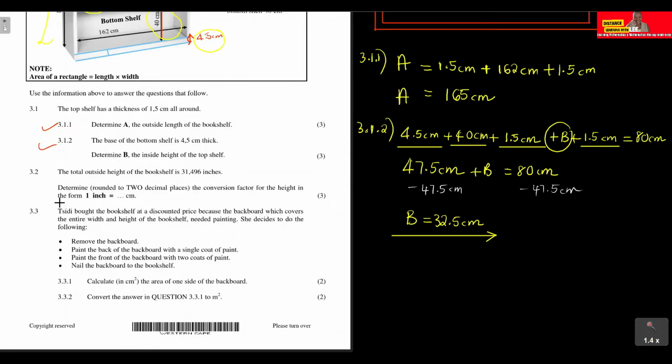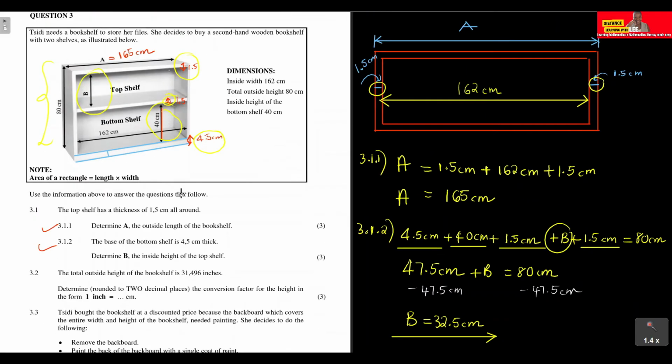Let's have a look at question 3.2. It says the total outside height of the bookshelf is equal to 31.496 inches, so this height in inches is 31.496 inches. Now they say determine, rounded to two decimal places, the conversion factor for the height in the form of 1 inch is equal to something centimeters. So how do we determine the conversion factor?